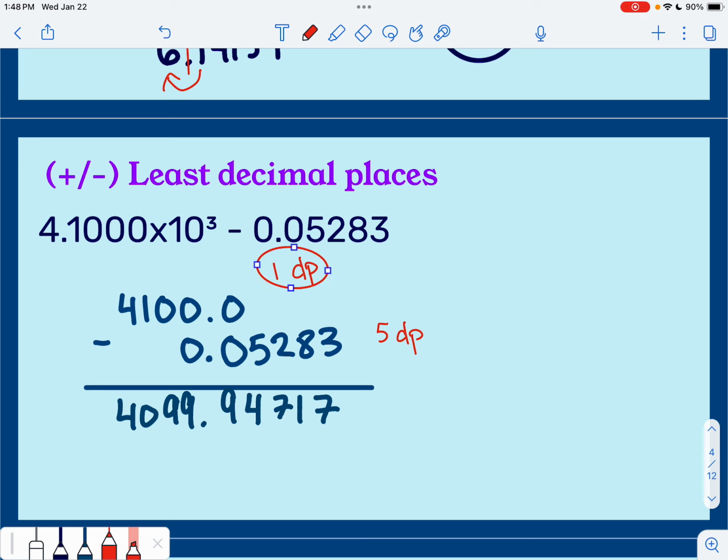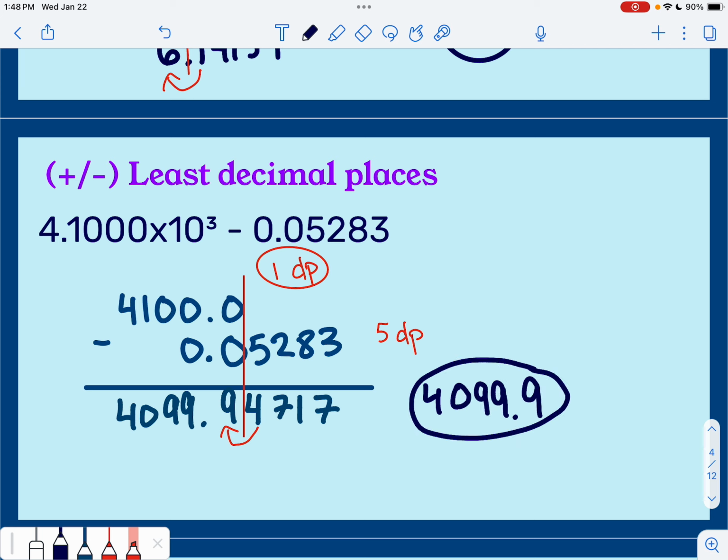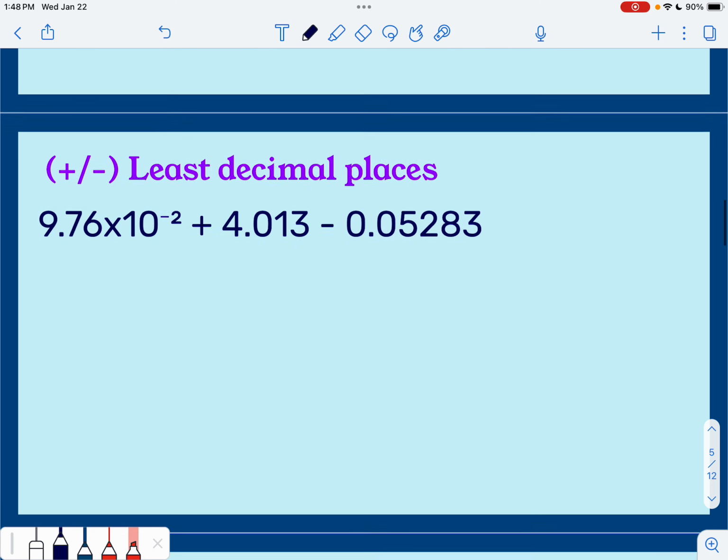Again, we're going to draw the line extending down from where they differ and see if the number that comes after that line, of what we are not going to be including for precision, can round it to anything. And in this case, that does not round, so our answer will be 4099.9. And that is our answer for this problem with sig figs.